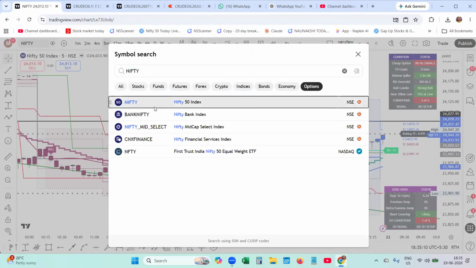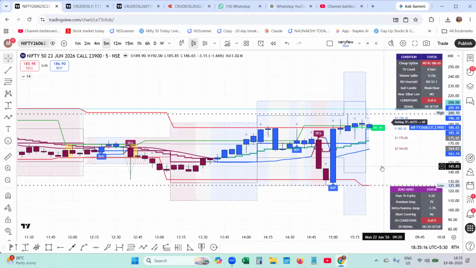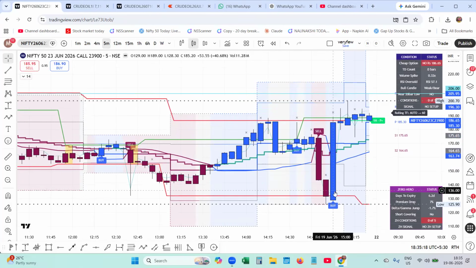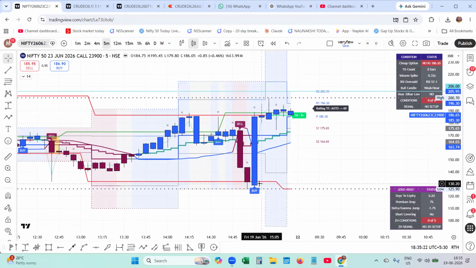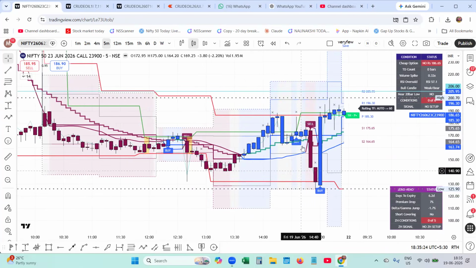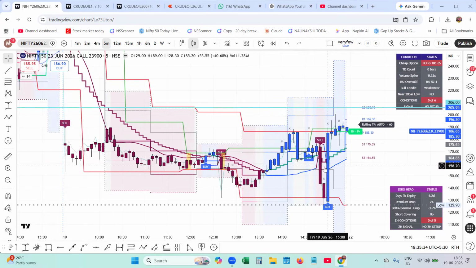23,900 call option. See, it came down, so much manipulation. It came down to 130 and then they closed around 146, 185. Oh my God. See the huge candle. This is the manipulation by the big money.